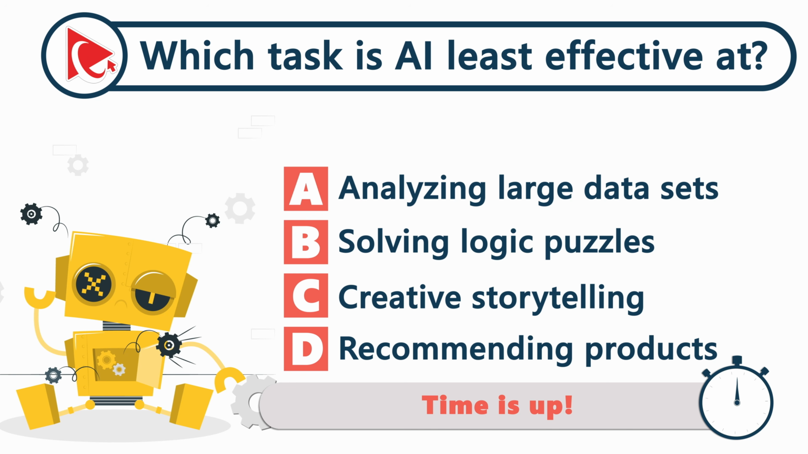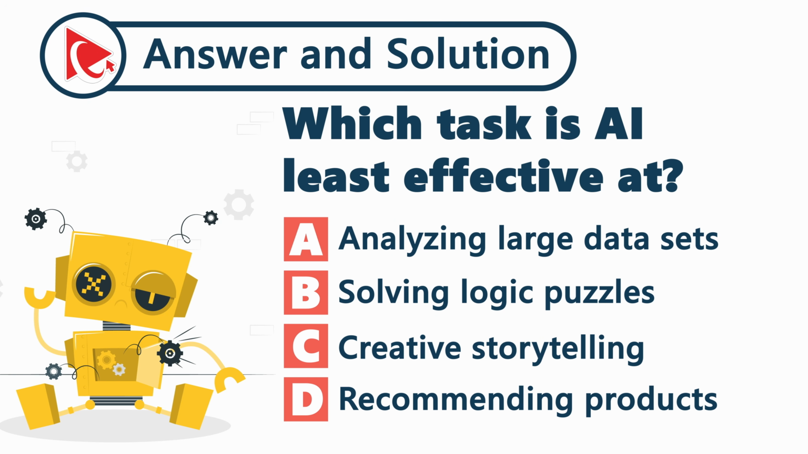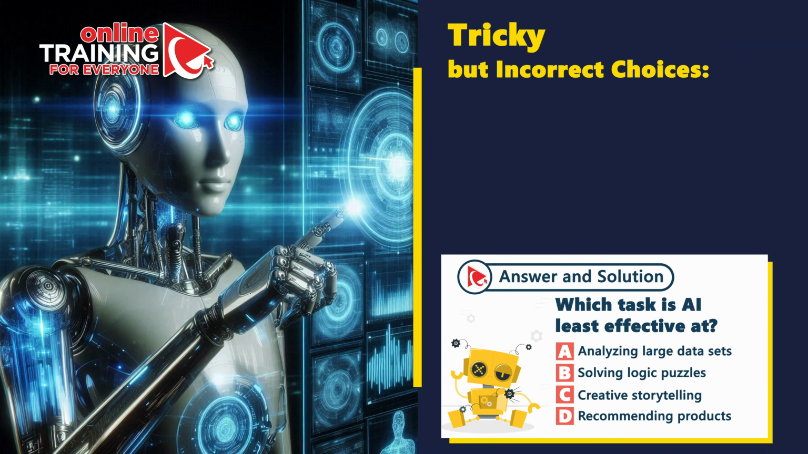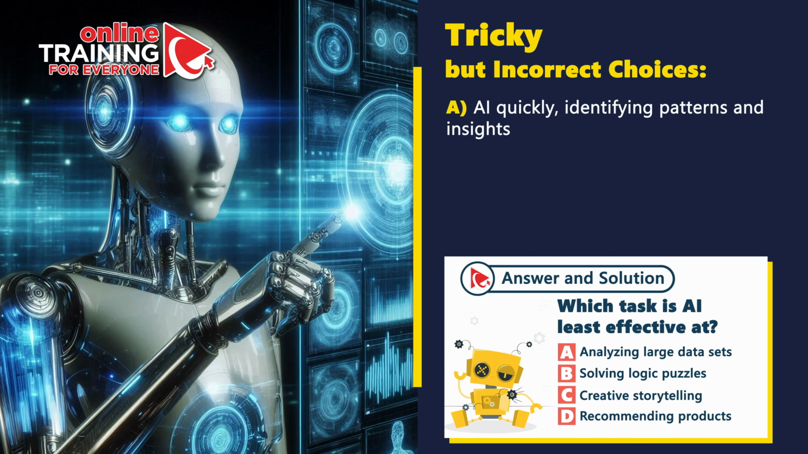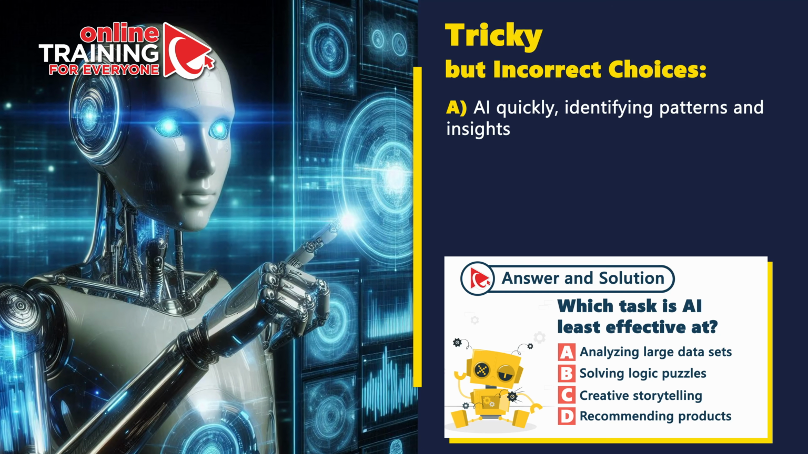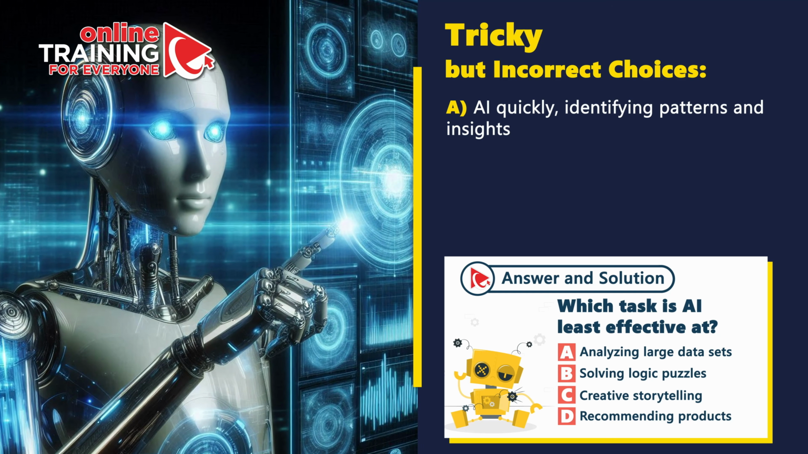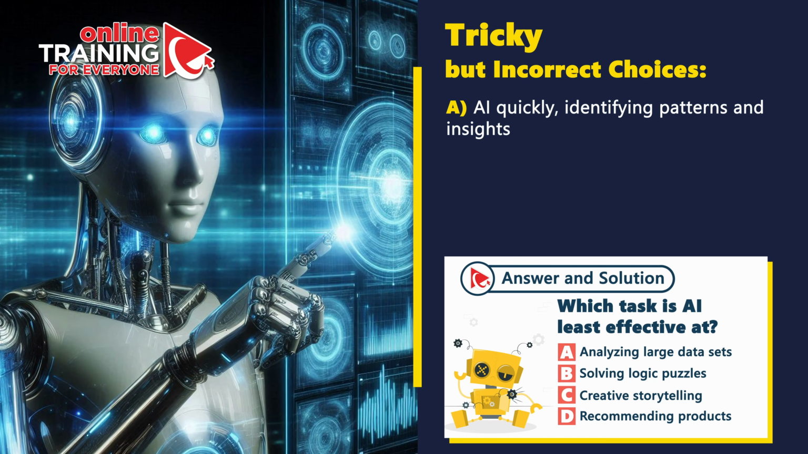Time's up. Do you have your answer ready? I hope so, because the solution here is really simple. Let's look at incorrect choices first, and why they're incorrect. As you might have guessed correctly, AI is very effective at analyzing large data sets, because it can process and analyze massive amounts of data, typically quickly and accurately. It can identify patterns and extract insights that would be very difficult for humans to detect.